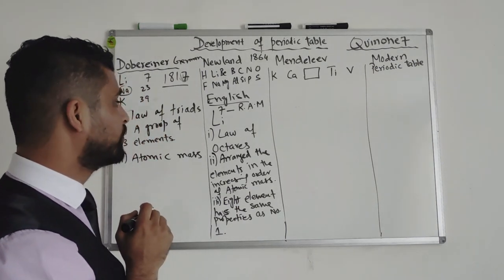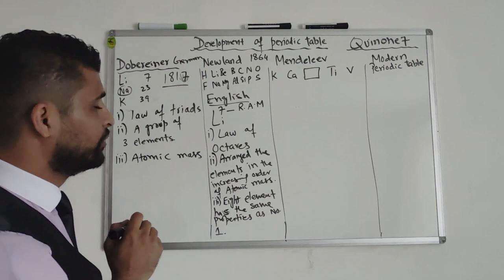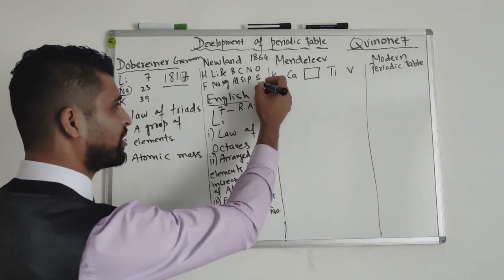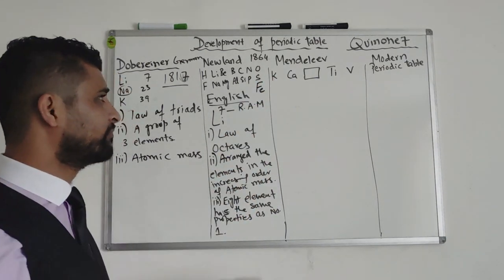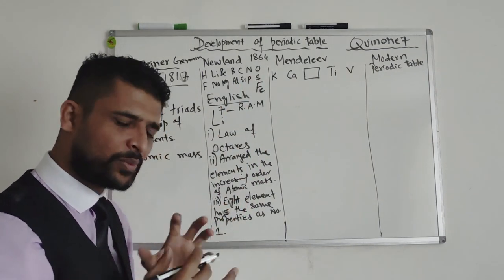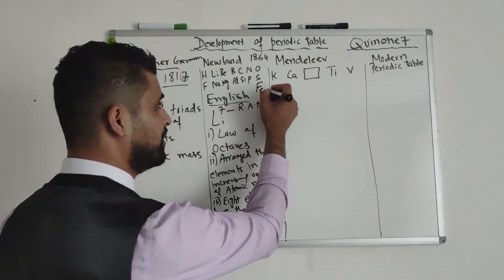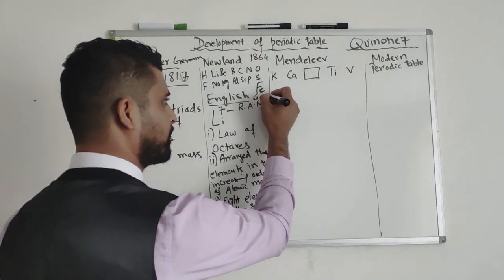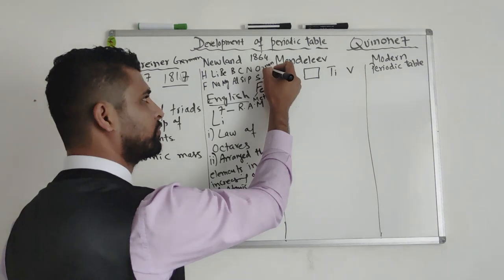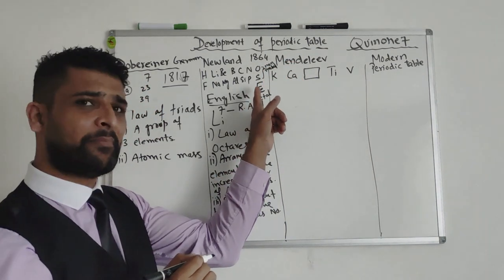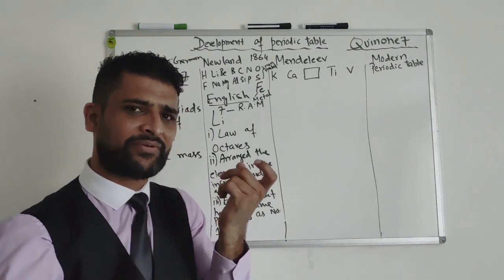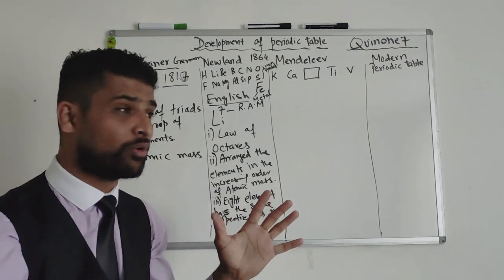The only thing that was creating a problem in Newlands' periodic table is that he put two elements together: he put iron right under oxygen and sulfur. That was a problem with his periodic table. Iron is a metal, while oxygen and sulfur are both non-metals. A metal cannot be in the same group as a non-metal. So that was a problem, but whatever he did, he did an enormous job.